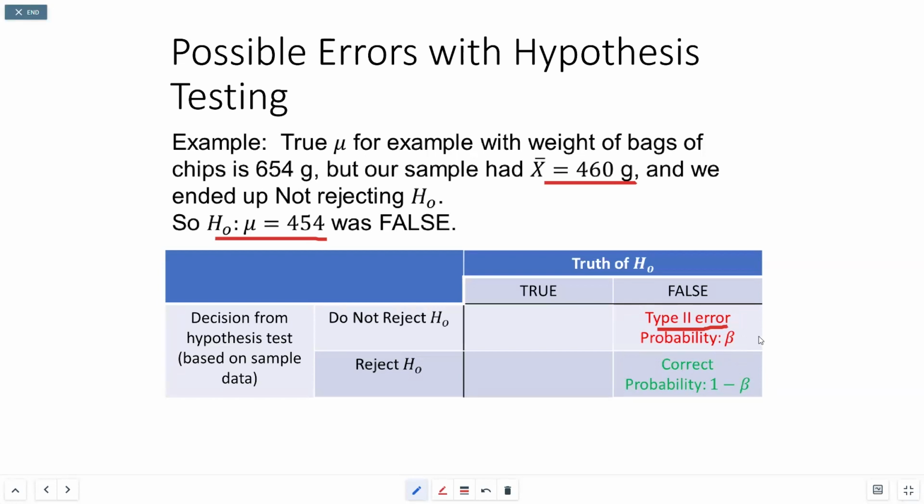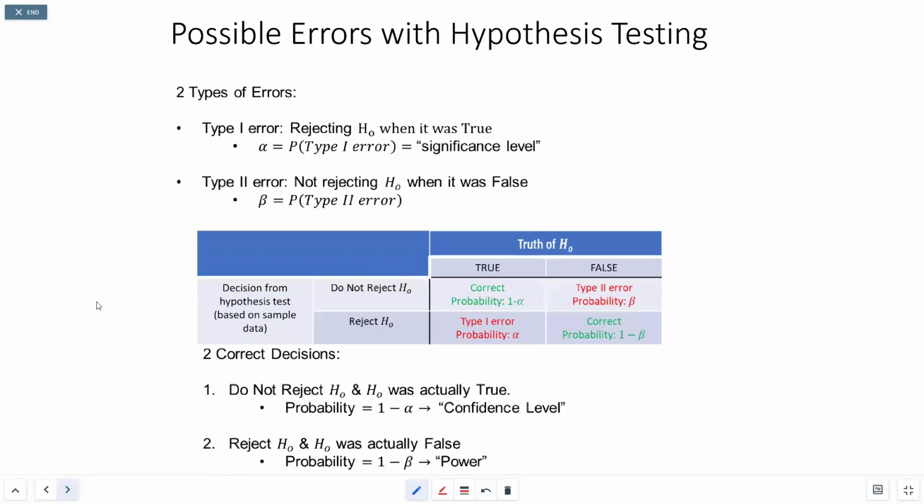And then again, because one or the other is going to happen, you're either going to reject or not reject, the probability of making the correct decision is going to be 1 minus beta. So there's two types of error. A type 1 error is rejecting the null when it was true, and that's in this square here. That has a probability of alpha. We call that the significance level. The type 2 error is not rejecting the null when actually it was false. And that's the probability of a type 2 error, which we call beta.